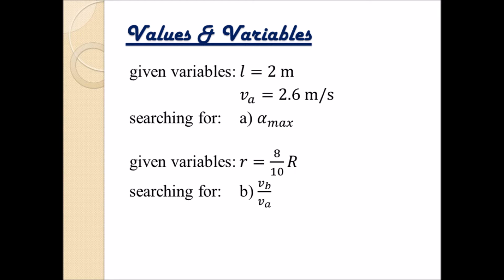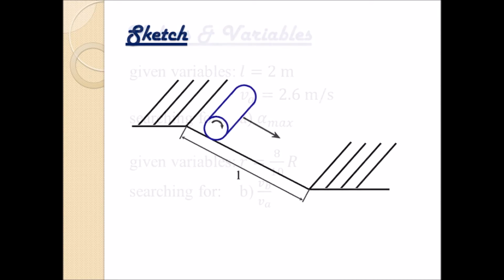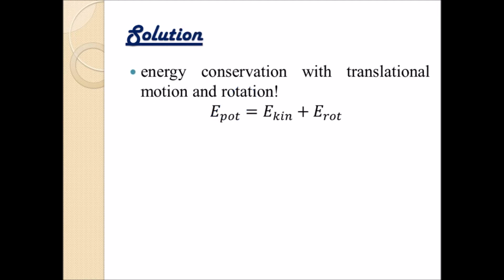How do we solve it? Well, as always, let's make a little sketch. And this is a very basic, very simple sketch. We see that during production there is an inclined plane of given length L, and our cylinder rolls down this plane. Then we know in such a case there is energy conservation.